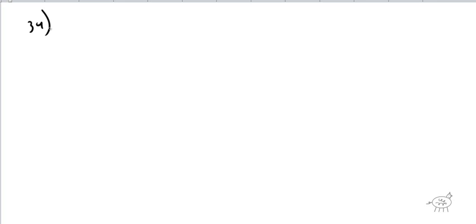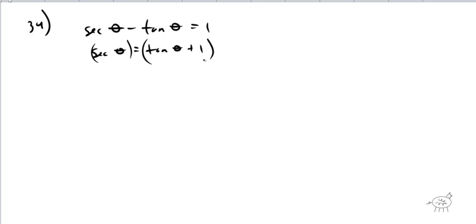34. Secant of theta minus tangent of theta equals 1. Well, that's real similar to that sine of theta plus cosine of theta. I'm going to move it over because, again, secant squared is equal to tangent squared plus 1. So if I move this over, I get secant of theta equals tangent of theta plus 1. Then I square both sides, because that's all you can do. So please don't tell me secant of theta is tangent of theta plus 1 and just substitute that in there. It's got to be secant squared.